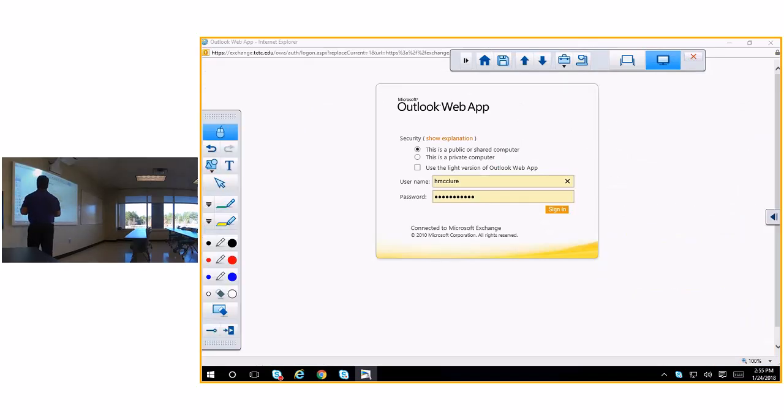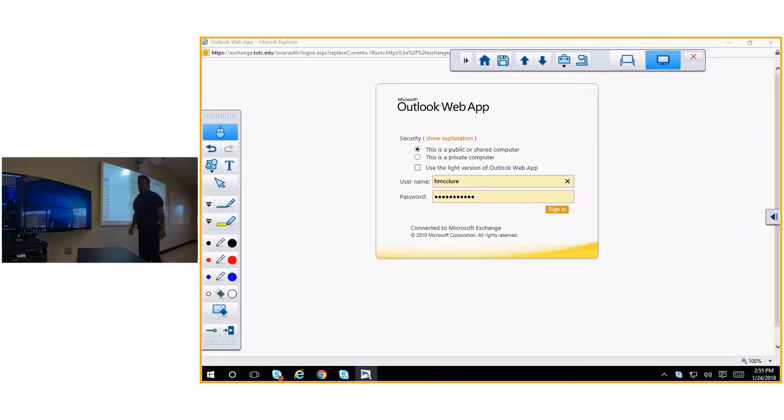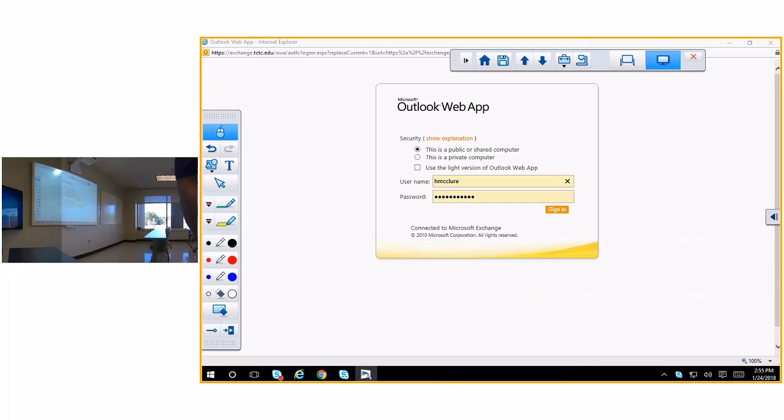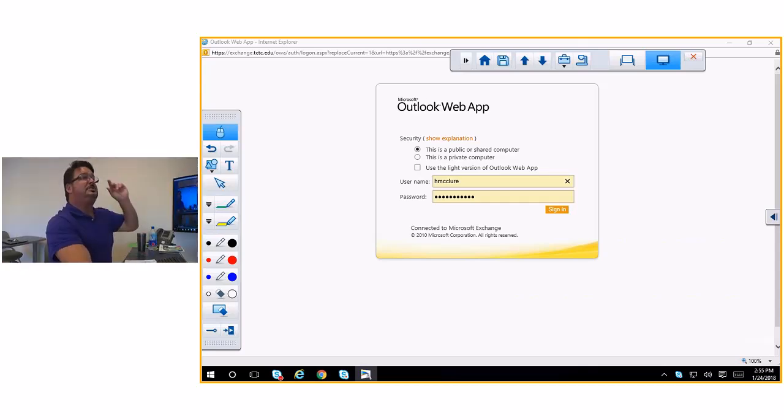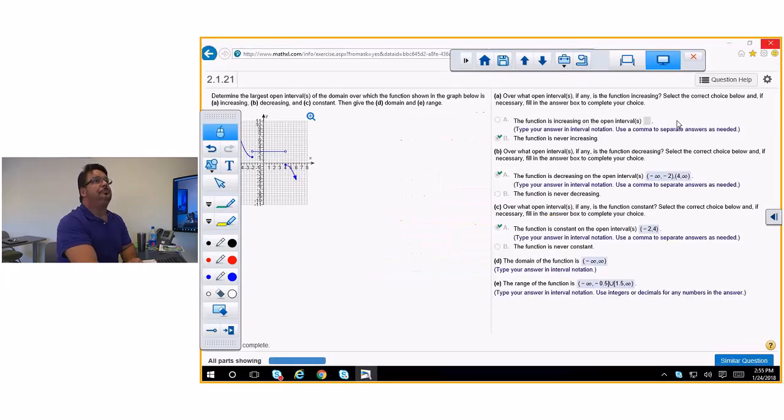When I said constant, that's an open interval right there. Because what do you have on each side? You have open circles. So this part of the function is open.